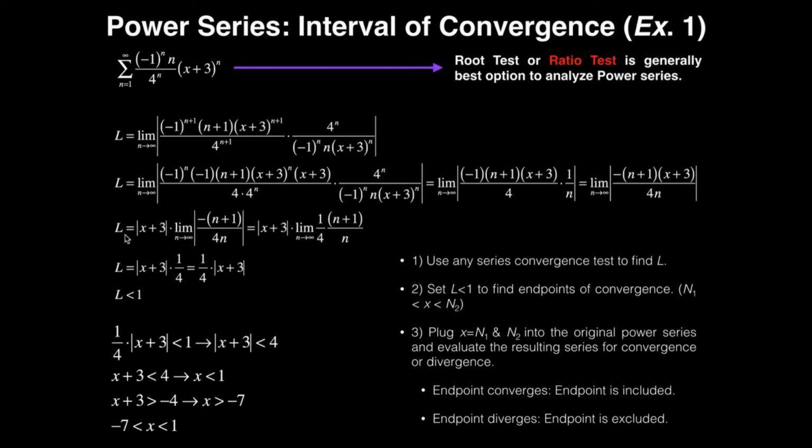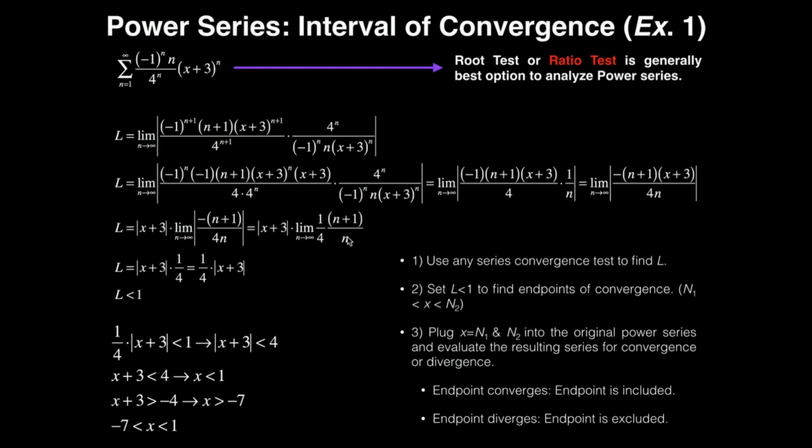which is what I've done on the next row here. So the limit L is equal to, and remember, since the ratio test has the absolute value signs, when we pull the x plus 3 out, we have the absolute value of the quantity x plus 3, and now times the limit as n goes to infinity of negative quantity n plus 1 over 4n. Now, essentially, we can drop the absolute value signs, but when we do, that causes this negative sign to disappear. So the limit is really equal to the absolute value of x plus 3 times the limit as n goes to infinity of 1/4 times n plus 1 over n.